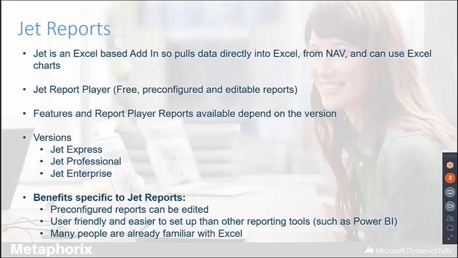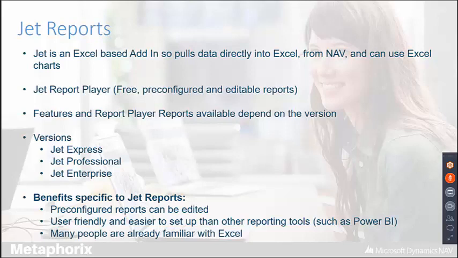So you can have a look through this big book of reports, have a look at a report that's right for you, and then edit it and say, actually, we don't need that part of it, and it'd be nice to have this. And you can change it and configure it to be right for you. So there's lots of features available in Jet, and there's lots of reports available in the report player. But the reports and features you get with Jet depend on the version of Jet you have. So you've got Jet Express, Jet Professional, and Jet Enterprise.